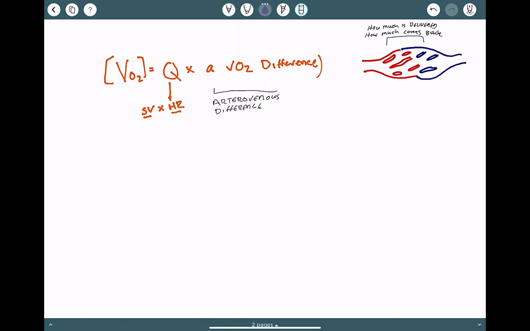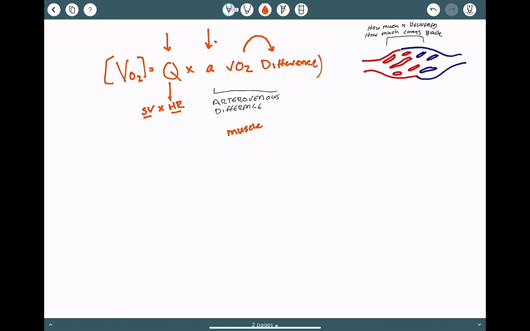All right, guys, let's now talk about this VO2 difference. So let me change the color here. Here we go. So we talked about the Q, the changes that happen with the heart. We talked about the A, some of the adaptations that happen with the pulmonary system. And now we're going to talk about this VO2 difference, okay? And what does that mean? What does that represent? Well, generally, when we talk about the VO2 difference, we're talking about muscle.